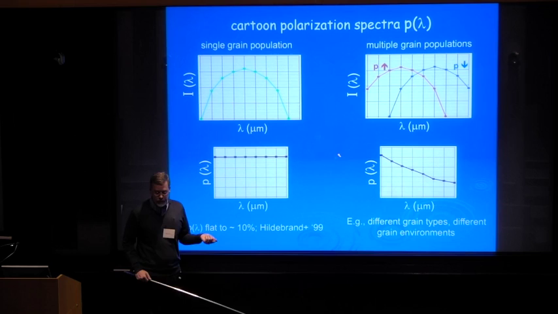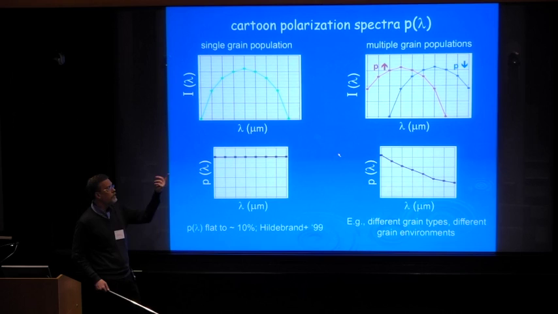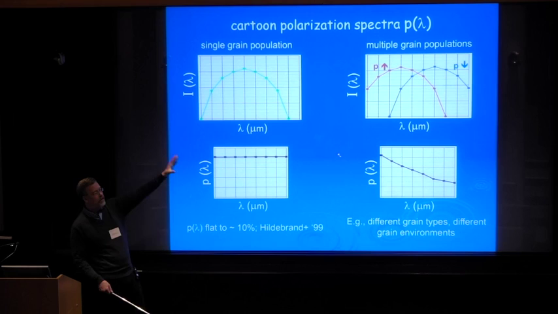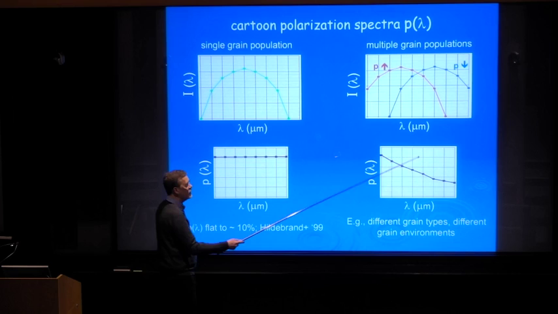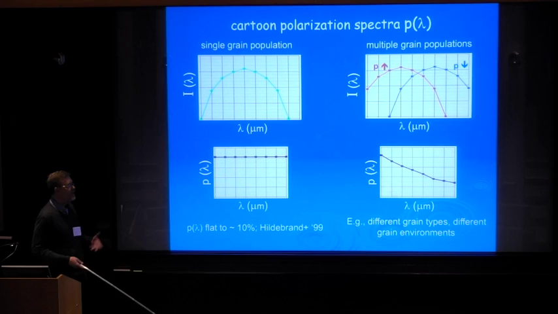For instance, you've got multiple sizes, multiple different compositions of grains. So in this simple cartoon here, I show a one grain population. These are observed all together, all in your beam, so you don't separate them, but the cartoon shows how you have two populations in this simple model, one emitting at shorter wavelengths, having a higher polarization, one emitting at longer wavelengths, having lower polarization. So you see you get a falling polarization spectrum. So with these different components, you can get rising. You get interesting shapes if you have multiple components.